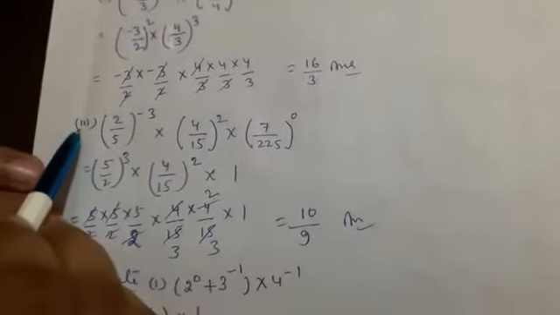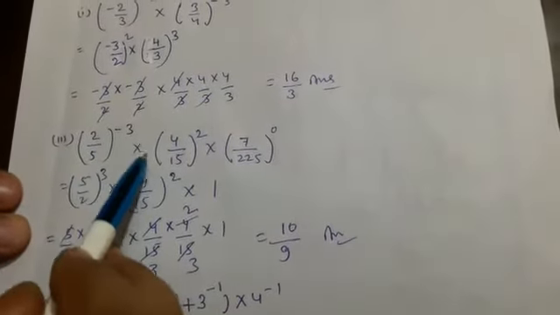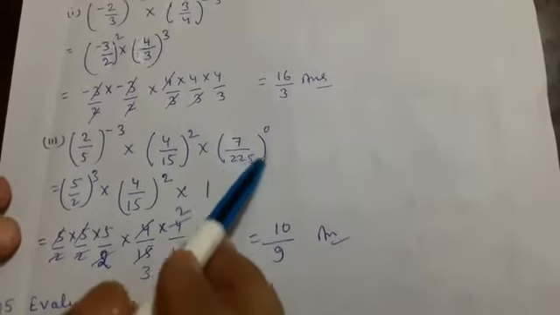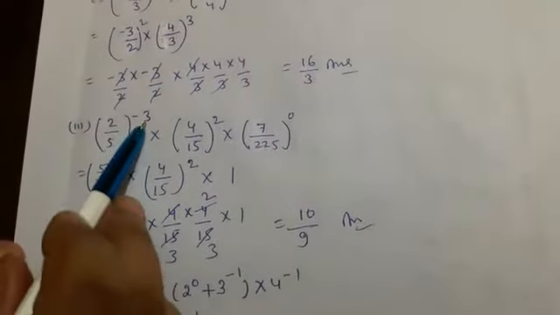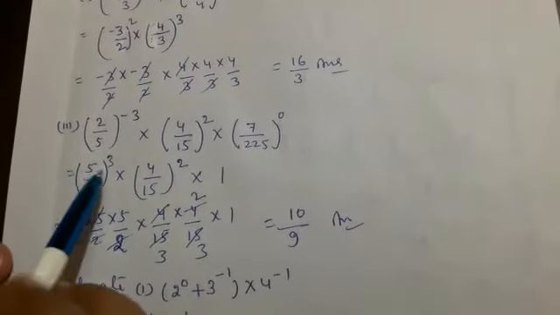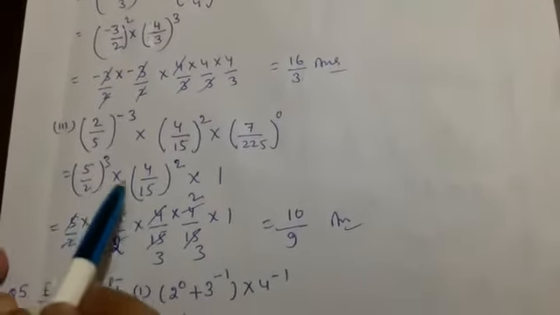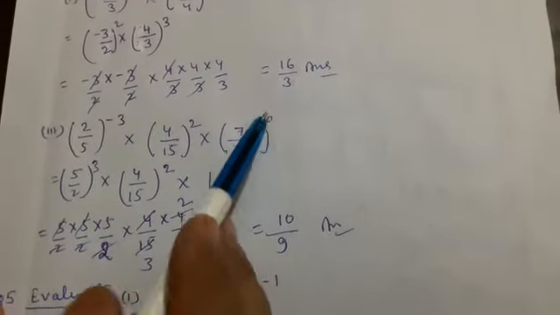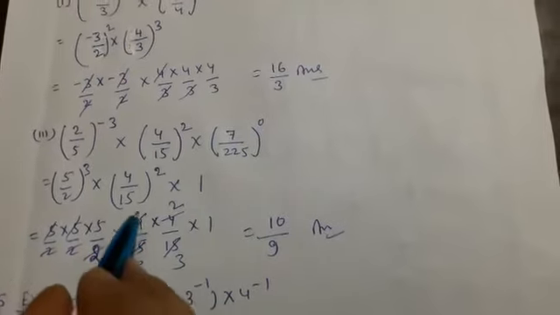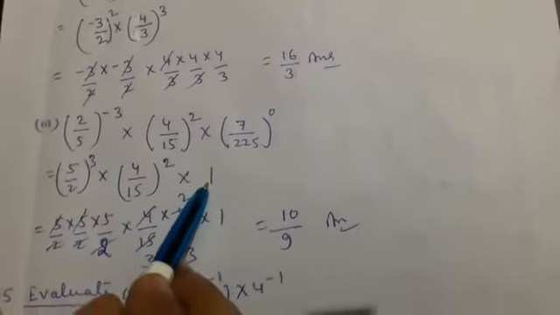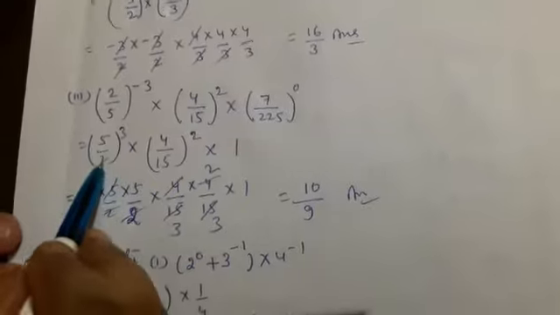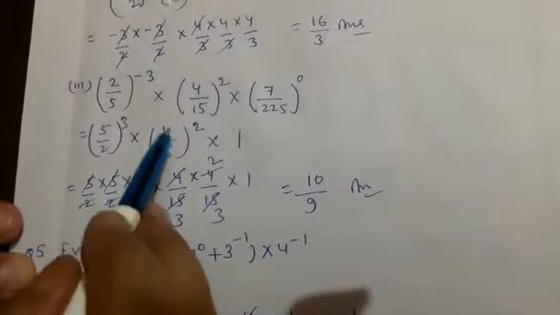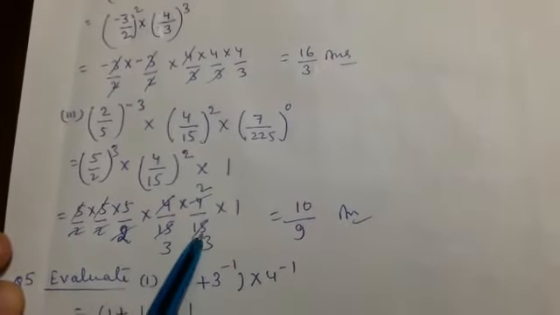Next part is the third: (2 by 5) power minus 3 into (4 by 15) power 2 into (7 by 225) power 0. Its power is negative, so again we have to reciprocate it. It will be (5 by 2) power 3 into (4 by 15) power 2 into, its power is 0. So whatever the base is, if its power is 0, then its value will be 1. So 5 by 2 into 5 by 2 into 5 by 2 into 4 by 15 two times, 4 by 15 into 4 by 15 into 1.